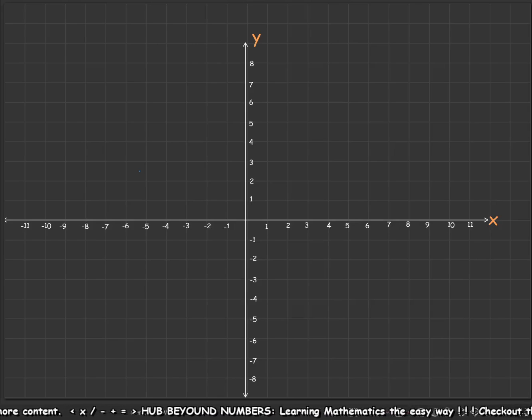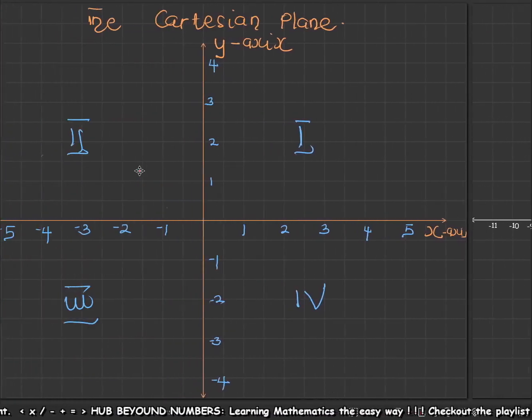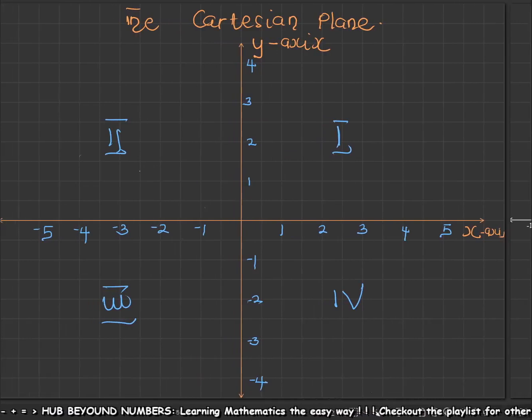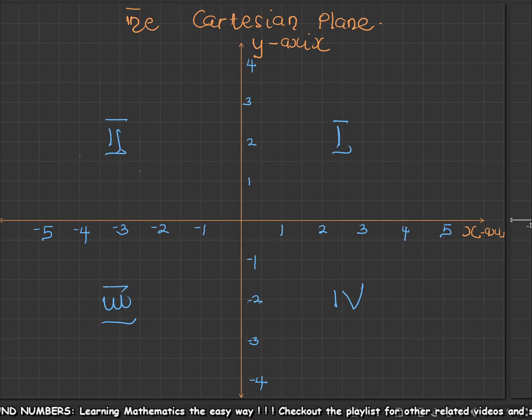Now, this video is just a continuation of the previous one where we were talking of the Cartesian plane. Because it was getting too long, I had to shorten it. So we spoke about the Cartesian plane, and then we saw that there are four quadrants. The first one being here, the second one, third, and then the fourth one, right? And then I was explaining how to plot points on the Cartesian plane.